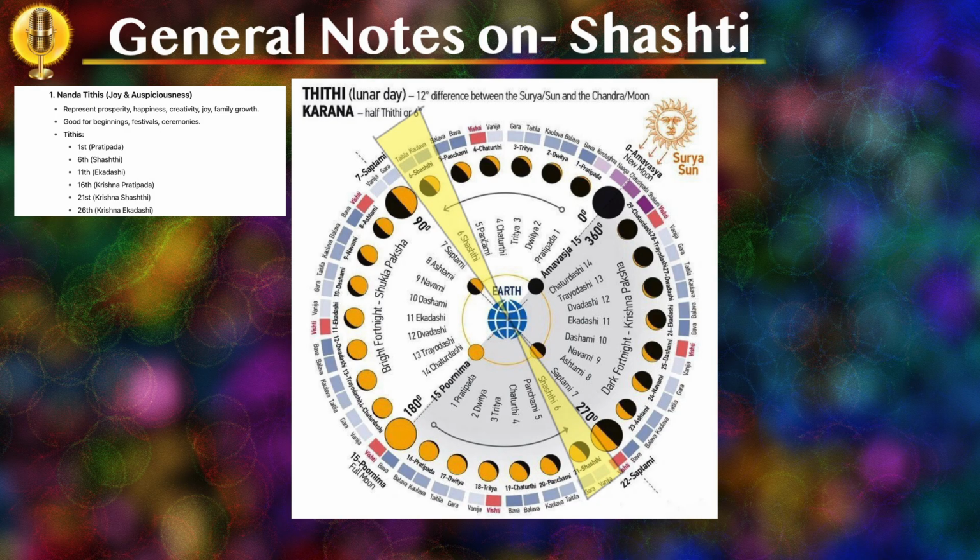That is to say, the 6th day after a full moon or a new moon, as it's marked in the pie chart there. This is the generalities, then we'll discuss the specifics. So this is the second of the Nanda Tithis. That's a beginning point. It's a joyous kind of beginning point energy. The first one was Pratipada, if you remember. Next one is Shashti, which we are doing now.